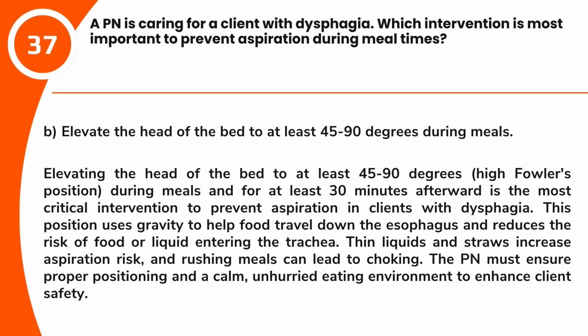Answer B. Elevate the head of the bed to at least 45 to 90 degrees during meals. Elevating the head of the bed to at least 45 to 90 degrees, high Fowler's position, during meals and for at least 30 minutes afterward is the most critical intervention to prevent aspiration in clients with dysphagia. This position uses gravity to help food travel down the esophagus and reduces the risk of food or liquid entering the trachea. Thin liquids and straws increase aspiration risk, and rushing meals can lead to choking. The PN must ensure proper positioning and a calm, unhurried eating environment to enhance client safety.